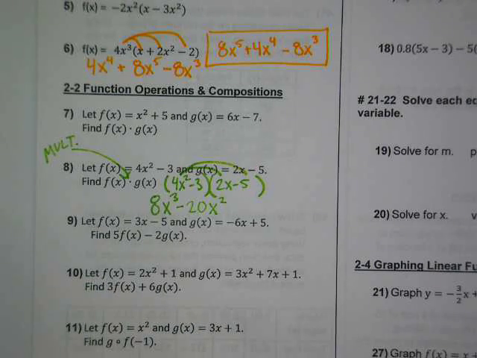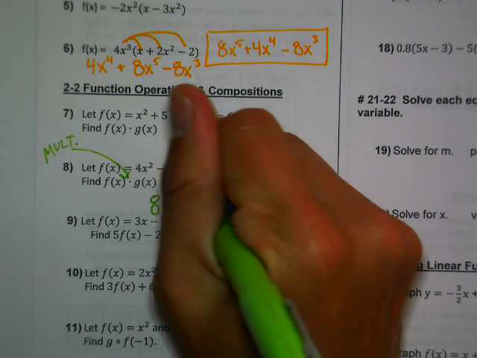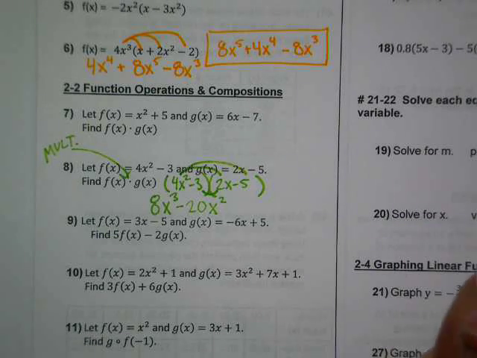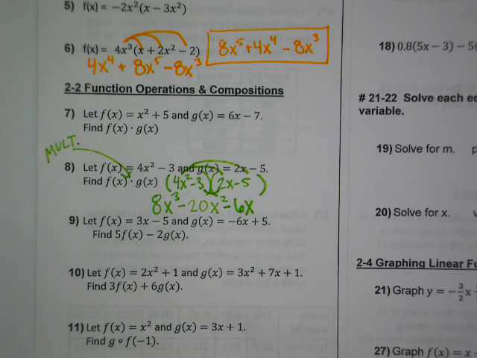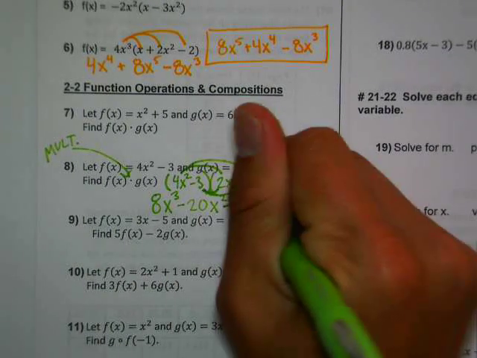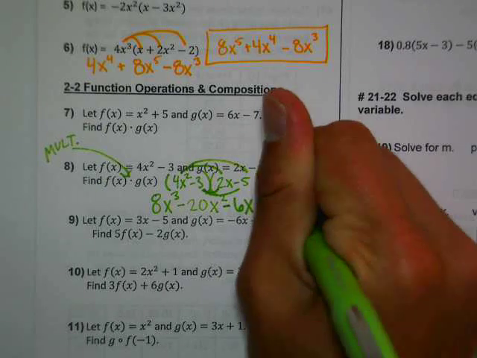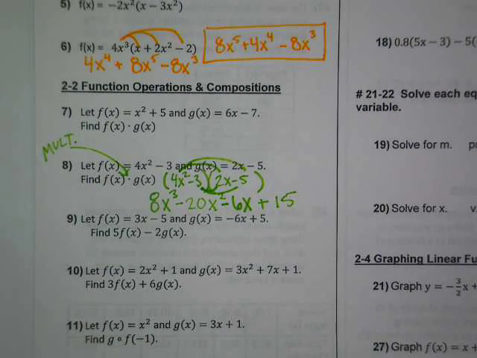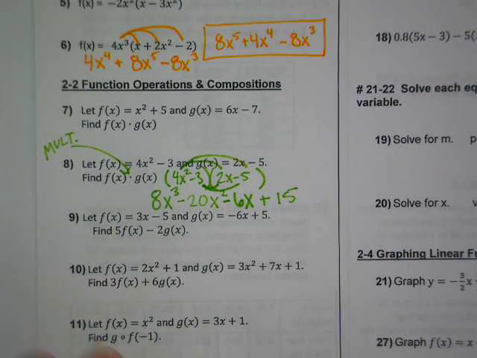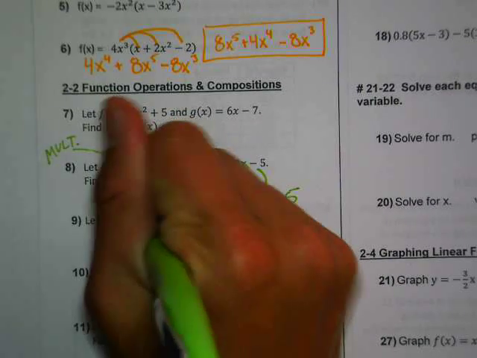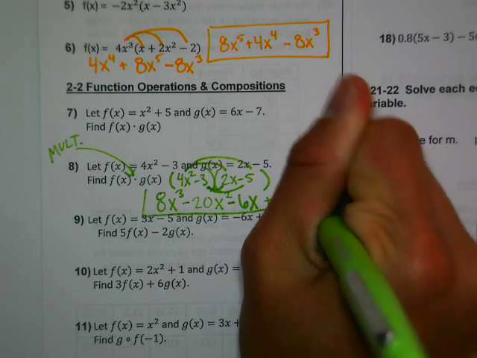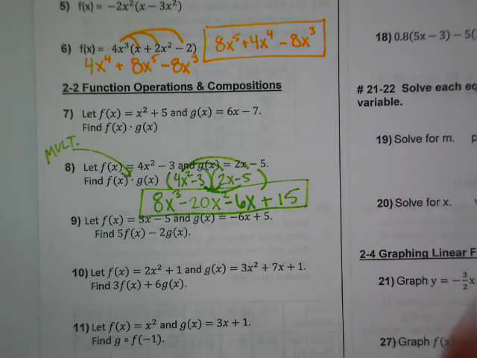And then negative 3 times 2x is negative 6x. Very good. And then negative 3 times negative 5 is plus 15. All right, do you have any like terms that you can combine? No. Nope, so are your exponents in descending order? Yep. You're done.